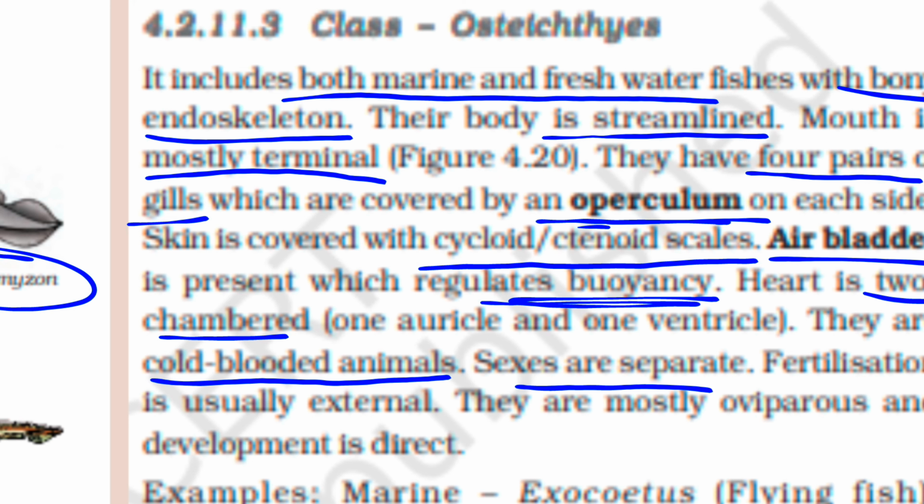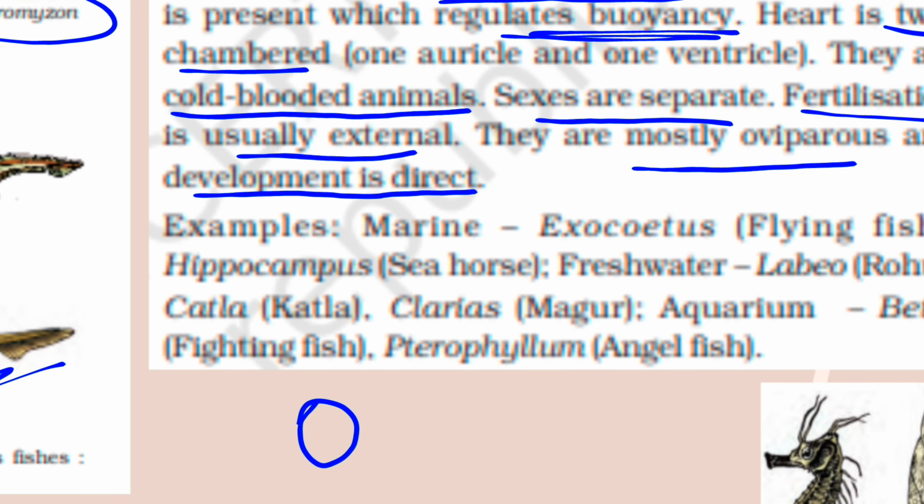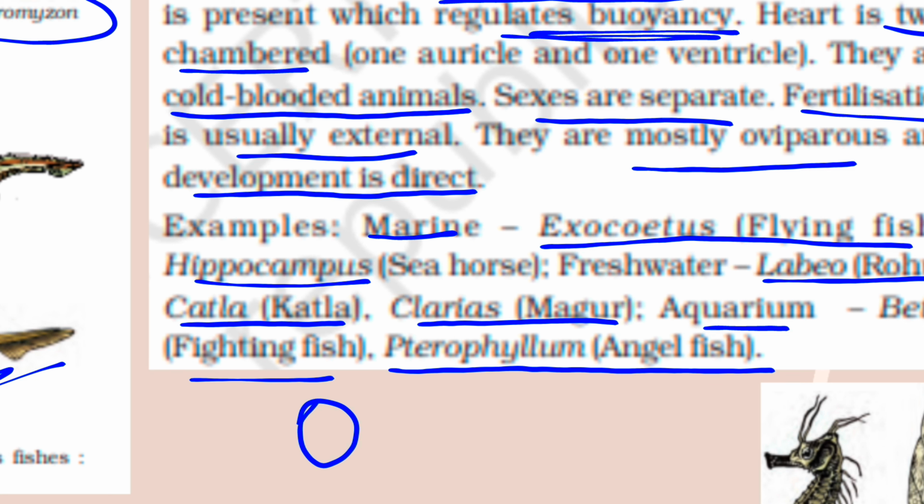Sexes are separate. Fertilization is usually external. They are mostly oviparous and development is direct. Oviparous, O looks like an egg, meaning they lay eggs. Examples of marine: Exocoetus, flying fish; Hippocampus, seahorse. In freshwater: Labeo, rohu; Catla. Clarias, magur. In aquarium: Betta, fighting fish; Pterophyllum, angelfish.